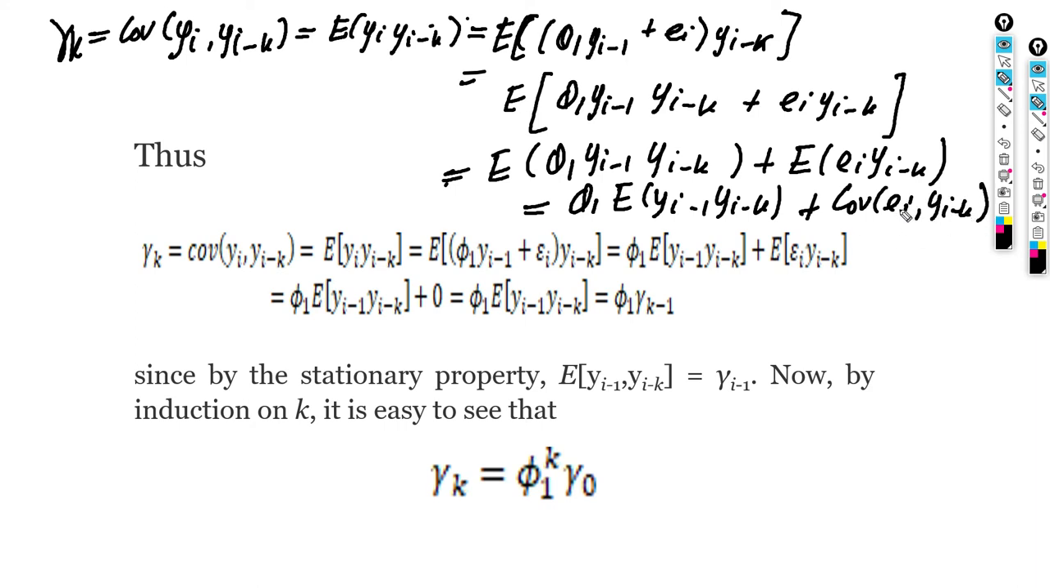And this covariance, because they are independent variables, becomes 0. The covariance of two different variables, by definition, is equal to 0 here. So that's why the final answer is phi sub 1 times the expectation of y i minus 1 y i minus k.